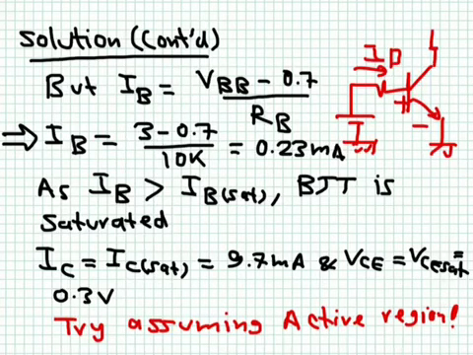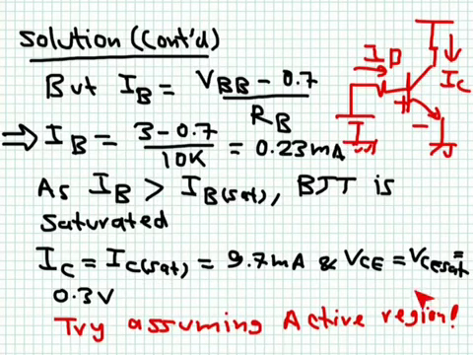Once you have found I base, you go back to calculate the collector current. Remember, in the forward active region, the collector current is related to the base current by beta. So I collector is equal to beta multiplied by the base current you calculated earlier. Once you have done that, you calculate VCE. VCE is equal to VCC minus IC multiplied by RC. I am pretty sure that if you do this calculation, the VCE you will be getting is a negative number, which is not physical.